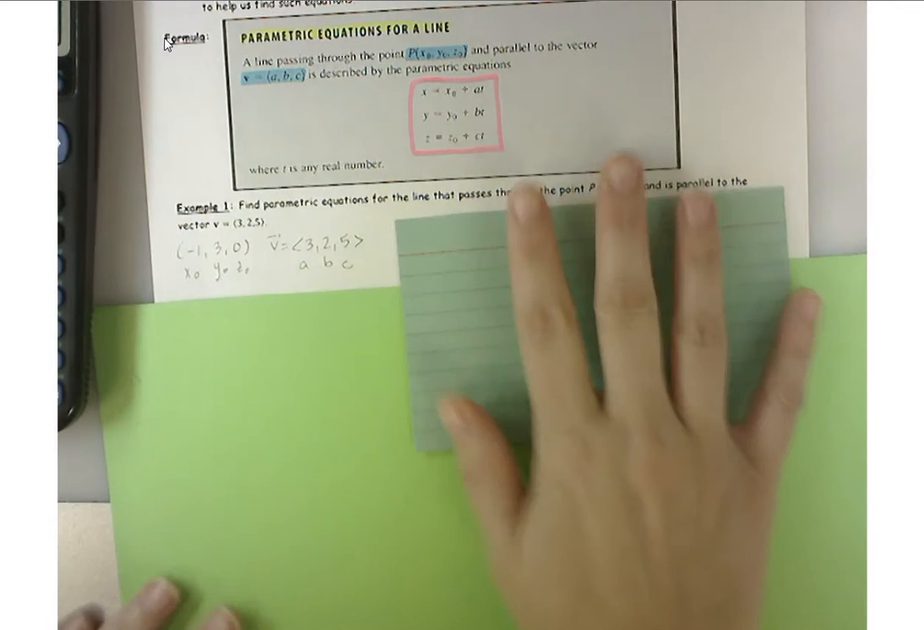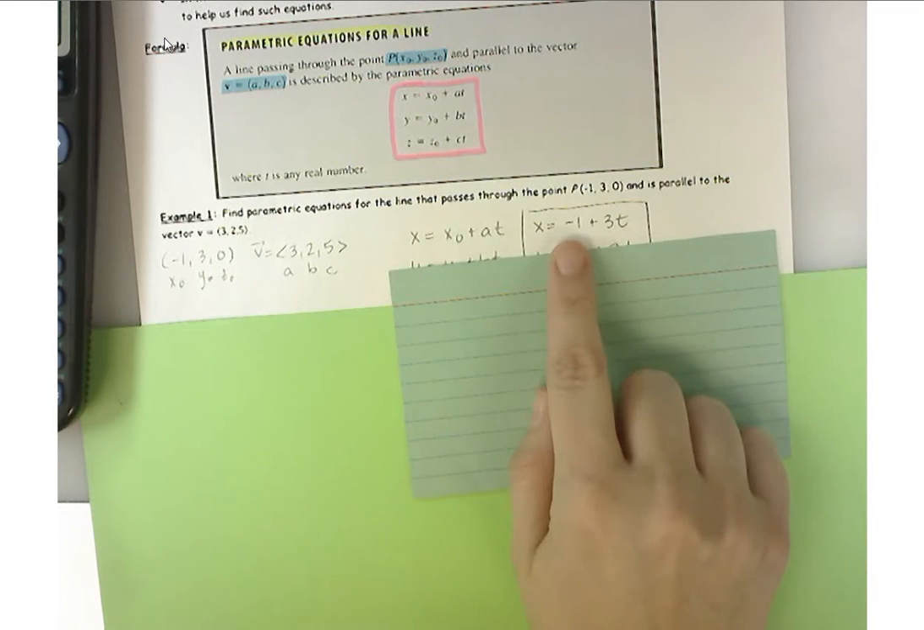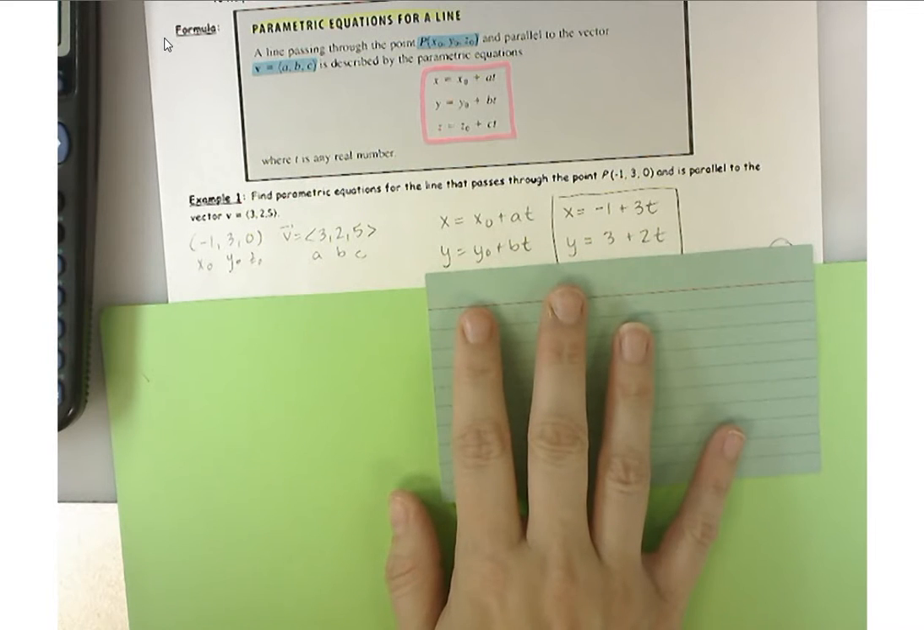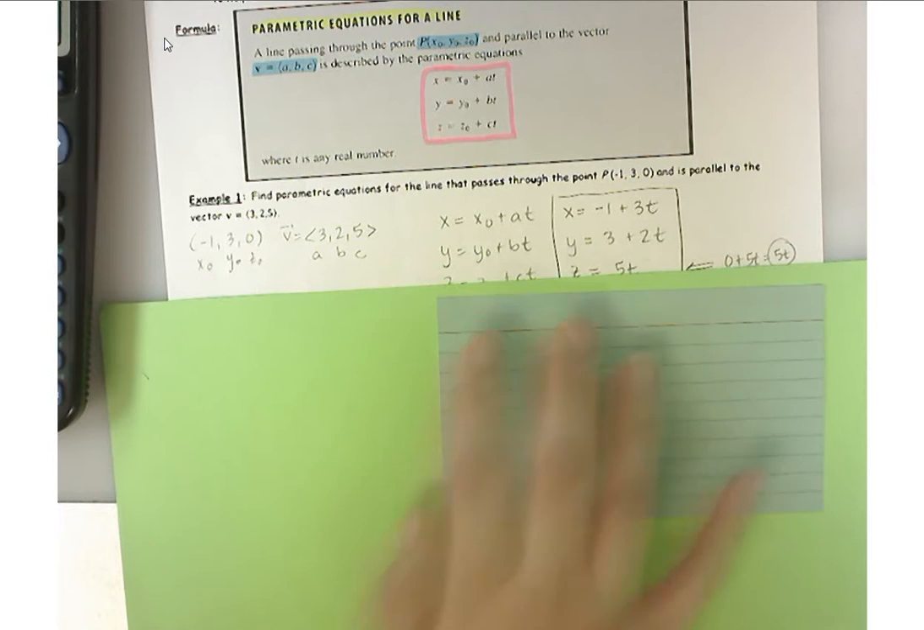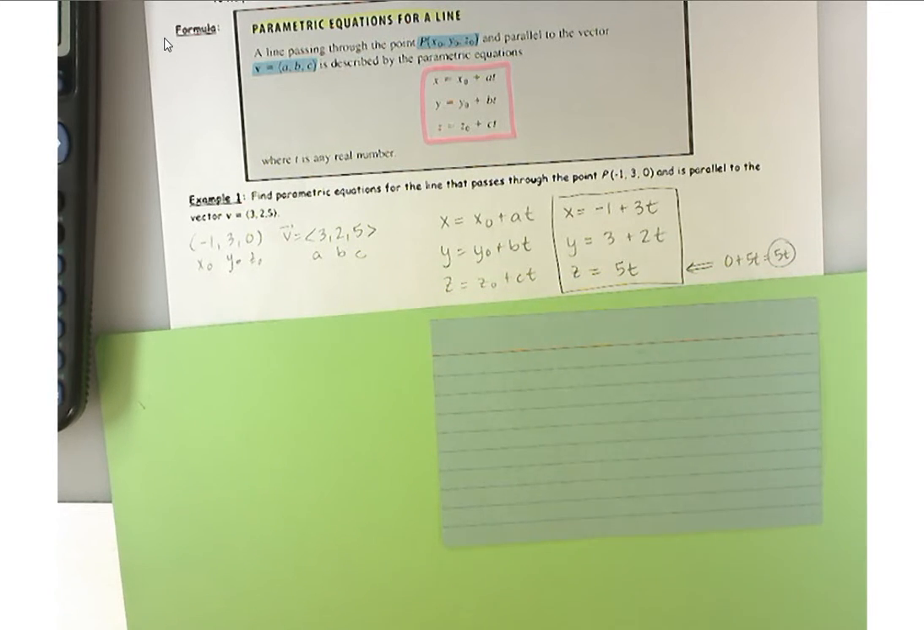Okay, so then your first equation, once you plug in your x sub 0 and your a, is going to be negative 1 plus 3t. Okay, your y is going to be equal to 3 plus 2t. And then your z, you have 0 plus 5t, which is just going to simplify to 5t. Okay, how'd you guys do with that one?